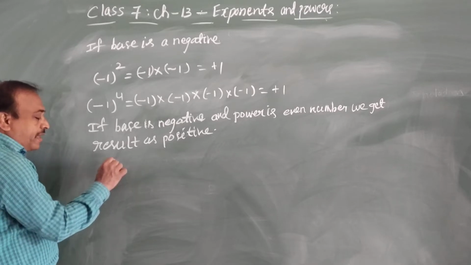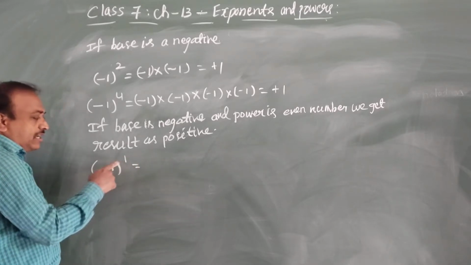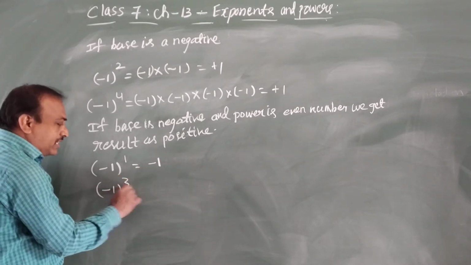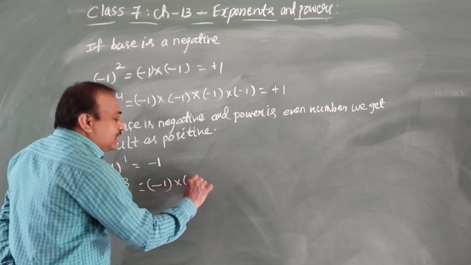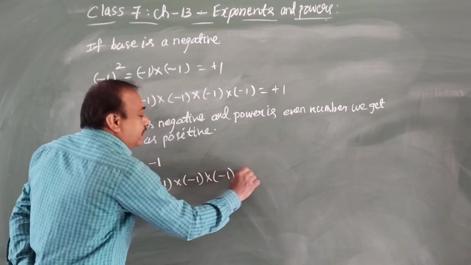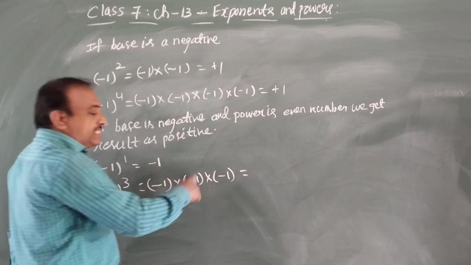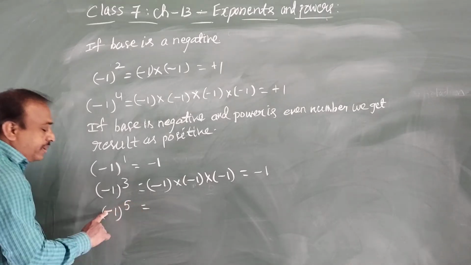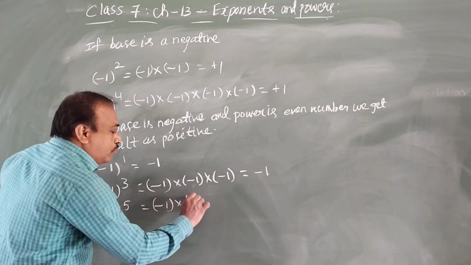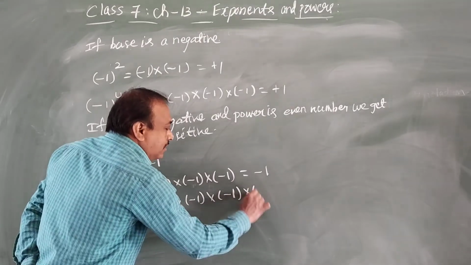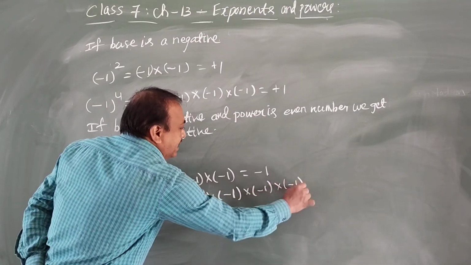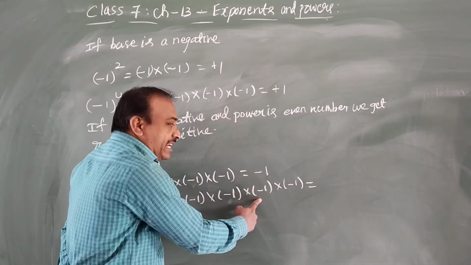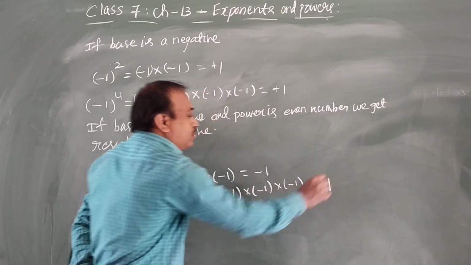Minus 1 whole to the power 1. Meaning the power is an odd number. So minus 1 only. Minus 1 whole to the power 3: minus 1 into minus 1 into minus 1, which is minus into minus plus, plus into minus minus. Next, minus 1 whole to the power 5: minus 1 into minus 1 into minus 1 into minus 1 into minus 1, minus into minus plus, plus into minus minus, into minus plus, plus into minus minus 1.